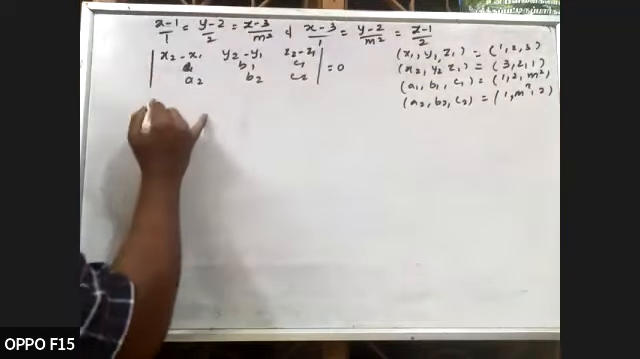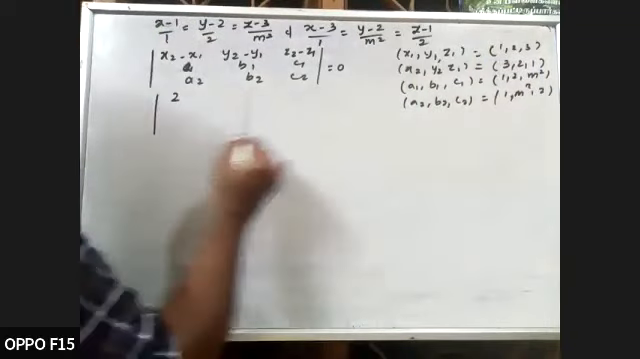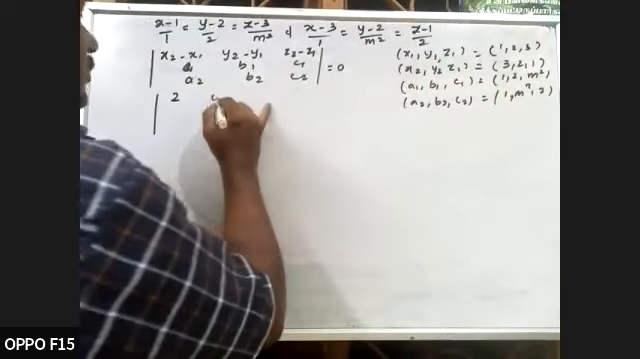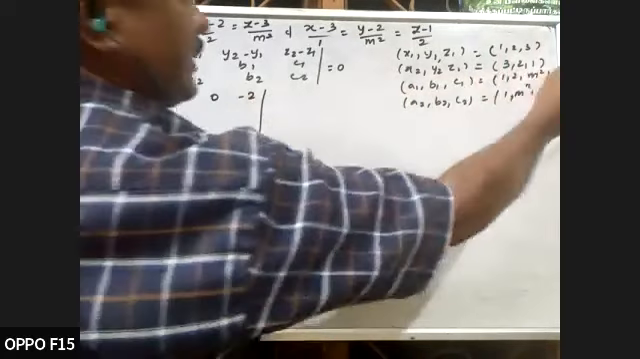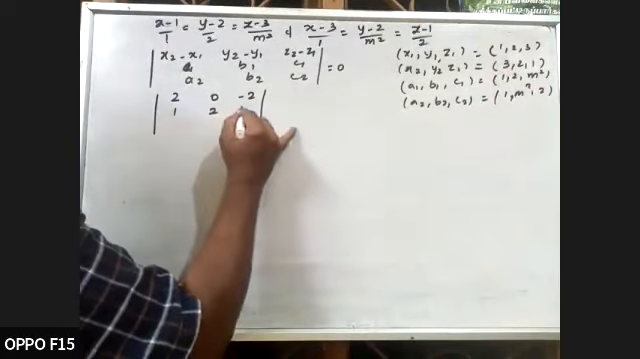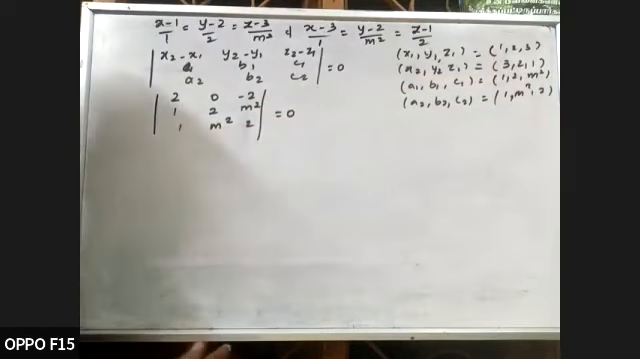Now substitute here: x2 minus x1 is 3 minus 1, which is 2; y2 minus y1 is 2 minus 2, which is 0; z2 minus z1 is 1 minus 3, which is minus 2. Then 1, 2, m square and 1, m square, 2. This comes under 3 marks. This is the next exercise, 6.9.